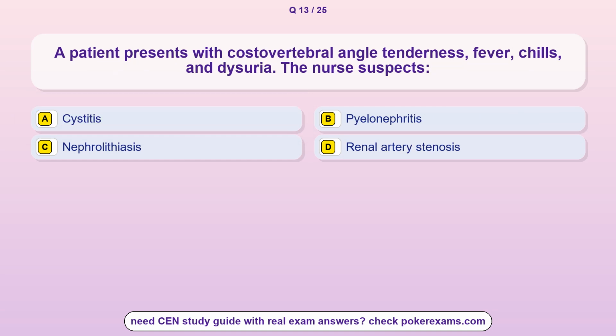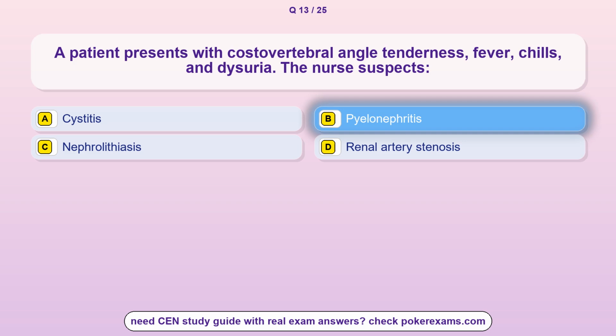Question 13. A patient presents with costovertebral angle tenderness, fever, chills, and dysuria. The nurse suspects option A, cystitis. Option B, pyelonephritis. Option C, nephrolithiasis. Option D, renal artery stenosis.